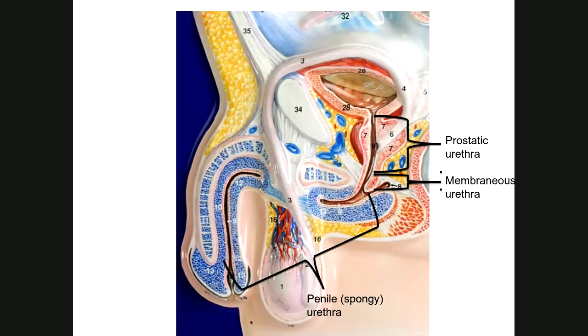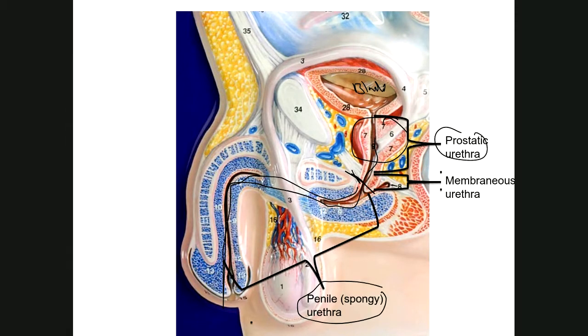And then remember the male, there's three sections. So here's a reproductive model. We haven't seen this model, but there's the bladder. And here's the urethra right here. And so there's the prostate. So that's the prostatic urethra. There's the penis. So that's the penile or spongy urethra. And right here, where it goes through the abdominal wall, is this membranous urethra.